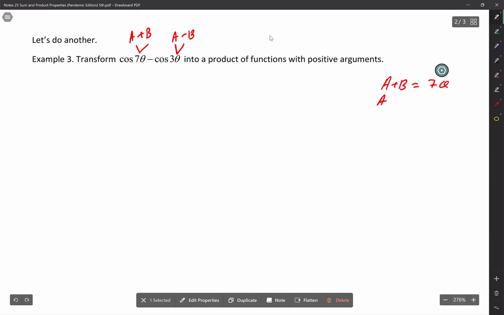I know that A minus B gives me 3 theta. This is a system. I'm just adding, guys. 7 plus 3, that is 10. The B's cancel out, and you have 2A. 2A equals 10 theta. So that means A equals 5 theta.